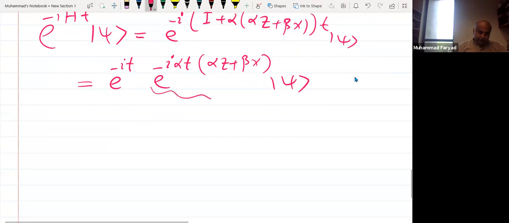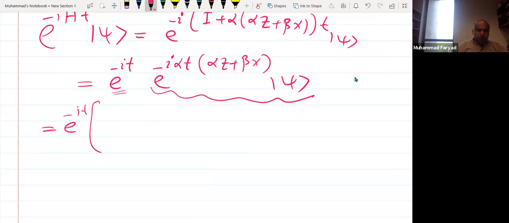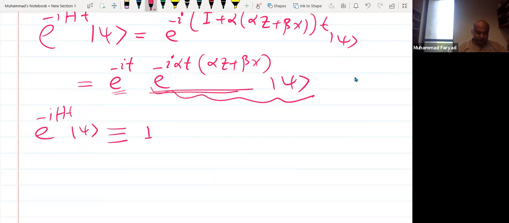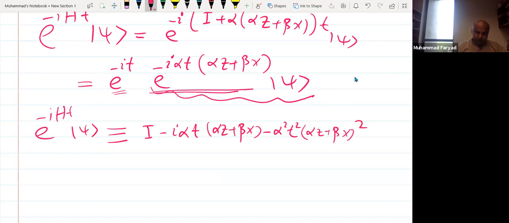And let's now try to work this thing out. This is, by the way, a global phase. It's not going to impact anything, so we can drop it anytime. Actually, let's drop it right now. This will make our life a little bit easier. So this is equal to just this term. And let me expand this as identity minus iota alpha t, alpha Z plus beta X. Then its square. Square would be minus minus square plus iota square is minus alpha square t square, alpha Z plus beta X square. And then there's a 2 here.